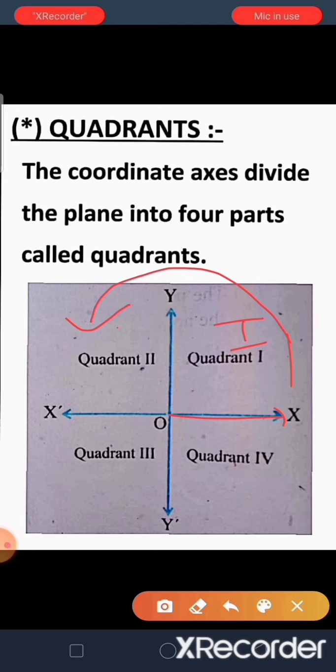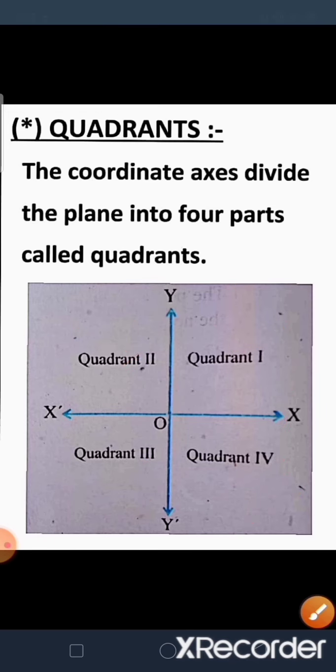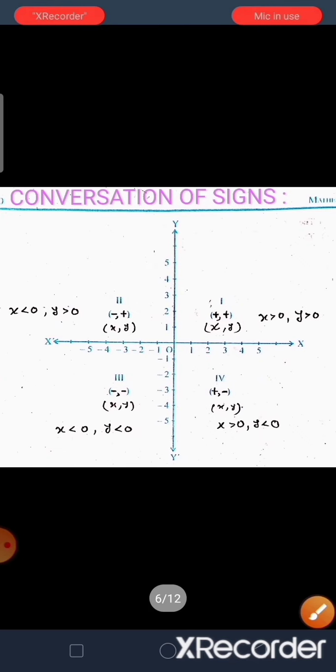So this will be the second, next the third, and last the fourth quadrant. This is known as the quadrants formed by intersecting two axes in a plane. Next topic, conversion of sign.